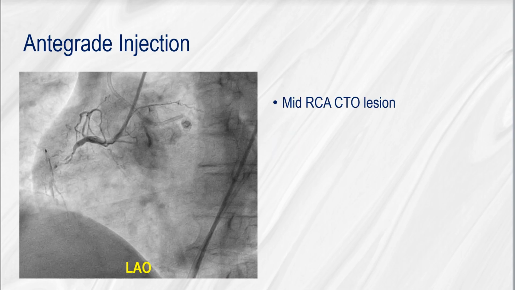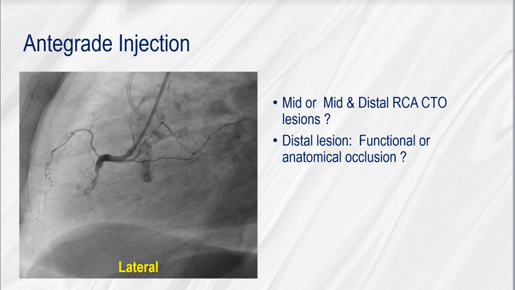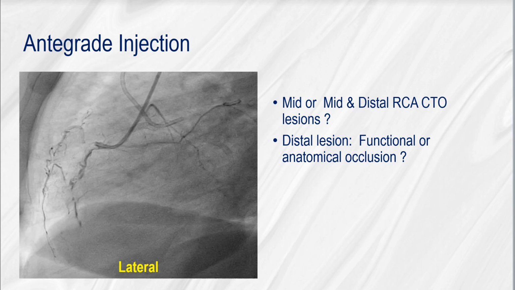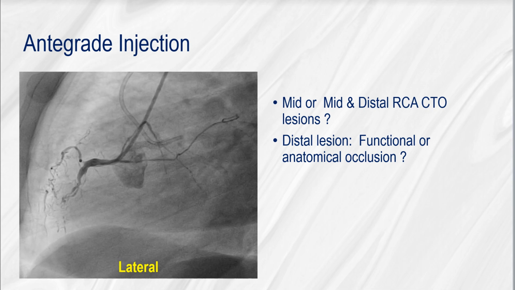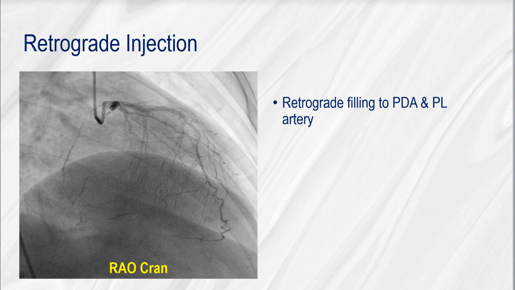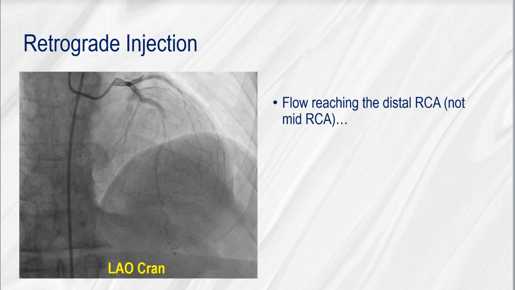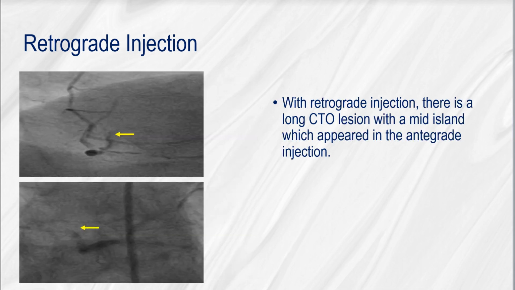Case number 6. Antegrade injection showed a mid-RCA C2O lesion. Is it mid or mid and distal RCA CTO lesions? And the distal lesion, is it functional or anatomical occlusion? With retrograde injection, there was retrograde filling to the PDA and posterolateral artery. Flow reaching the distal RCA, not the mid RCA. With retrograde injection, there is a long C2O lesion with a mid-island which appeared in the antegrade injection.